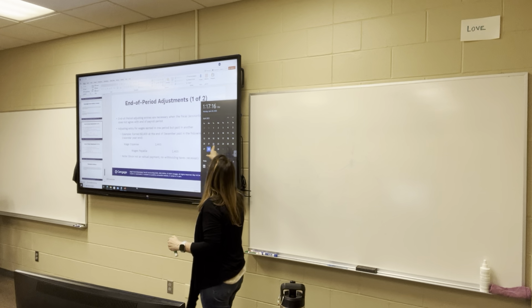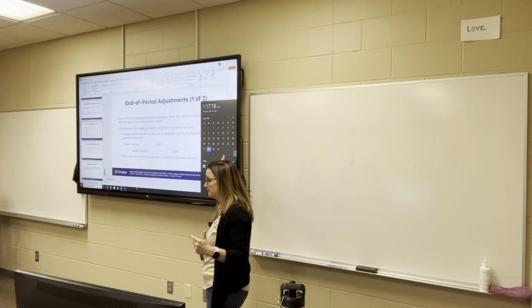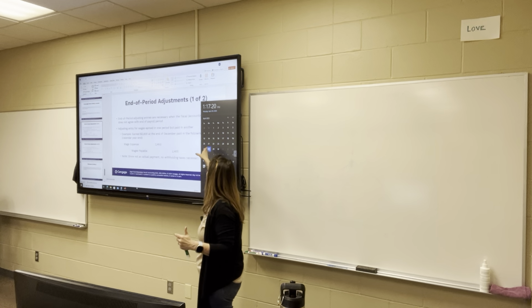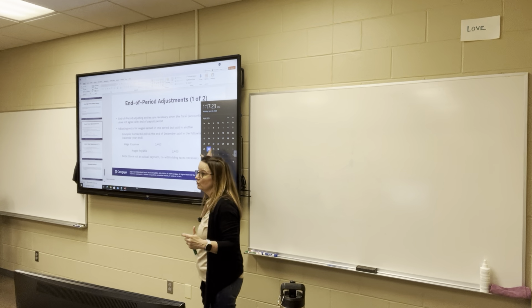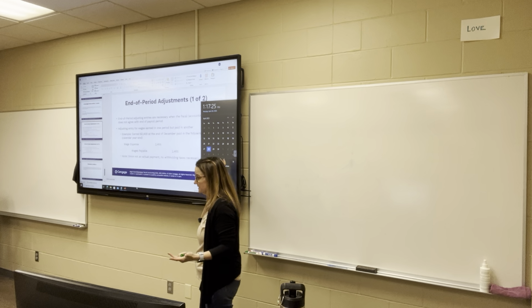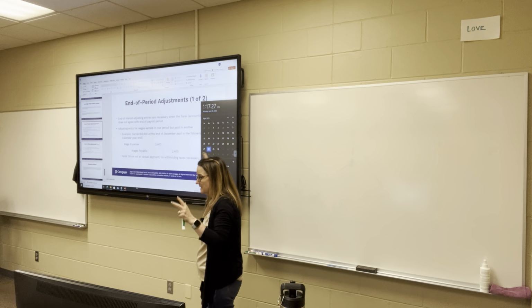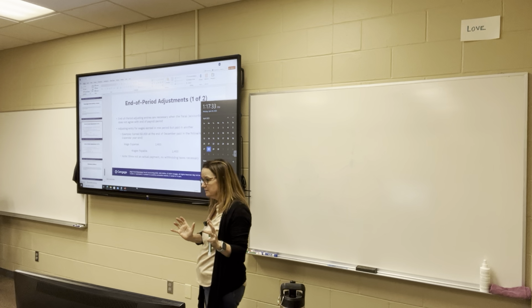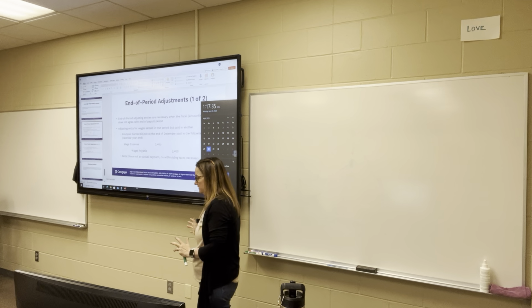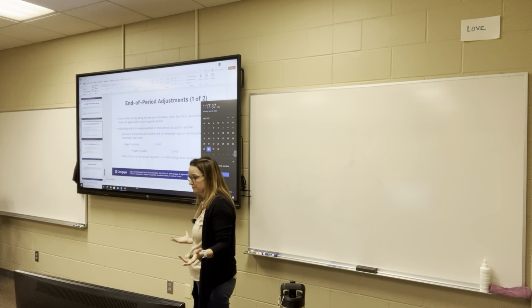These are amounts that we're going to be paying on May 2nd that have been earned by the employees, but we haven't paid it yet. Okay? It's a timing difference between the accounting period and the payroll period, because they don't match up oftentimes.